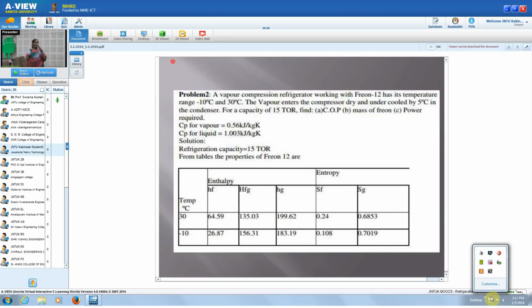So at a condensation temperature of 30 degrees centigrade, the enthalpy of the liquid is given, the enthalpy of the vapor is given, and also the latent heat is given. Similarly, the entropy of the liquid refrigerant is given and the entropy of the vapor refrigerant is also given. So note down the properties.